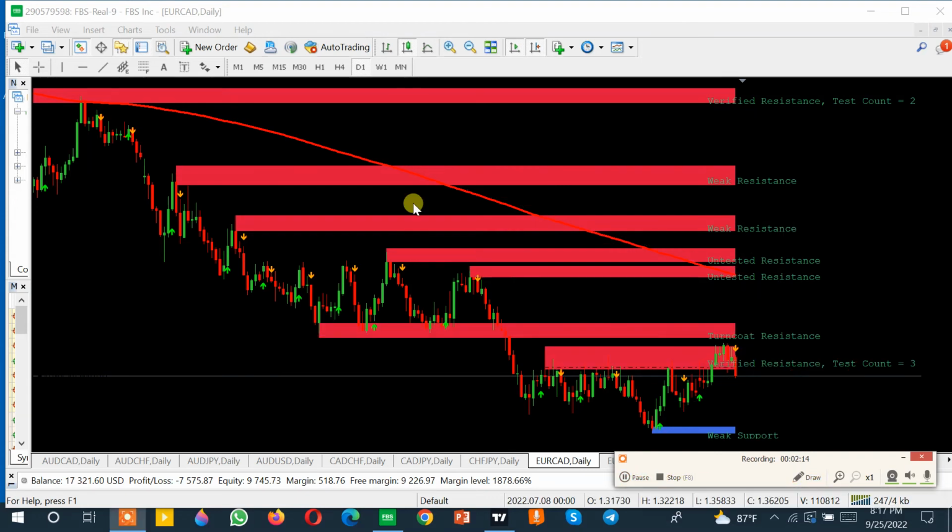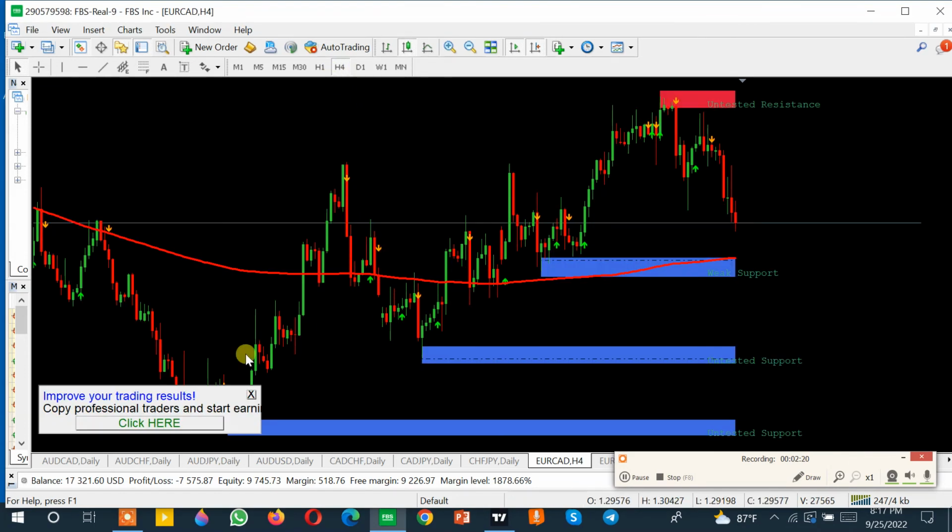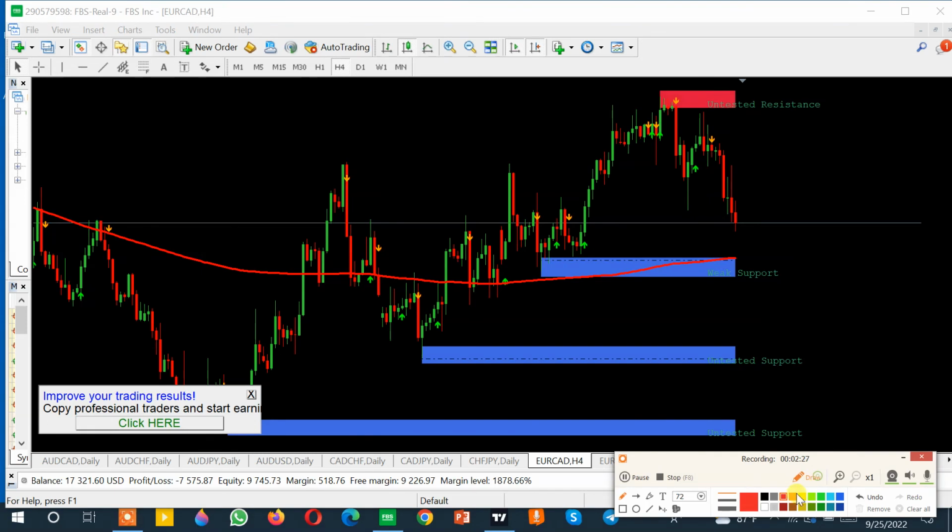Now we are going to our H4 chart for more analysis. This is the H4 chart. From this H4 chart, again we are making a trend line here. The market has already gone back down.